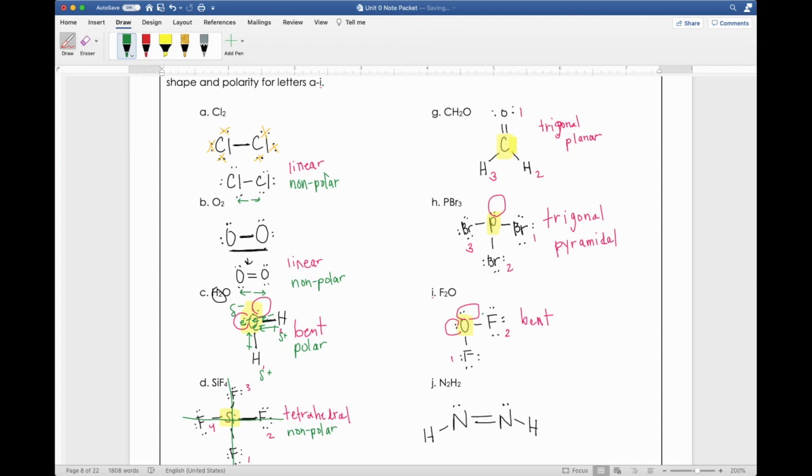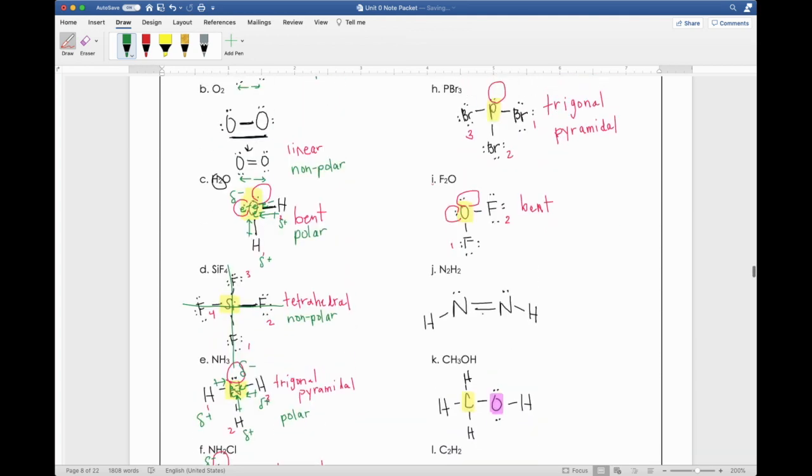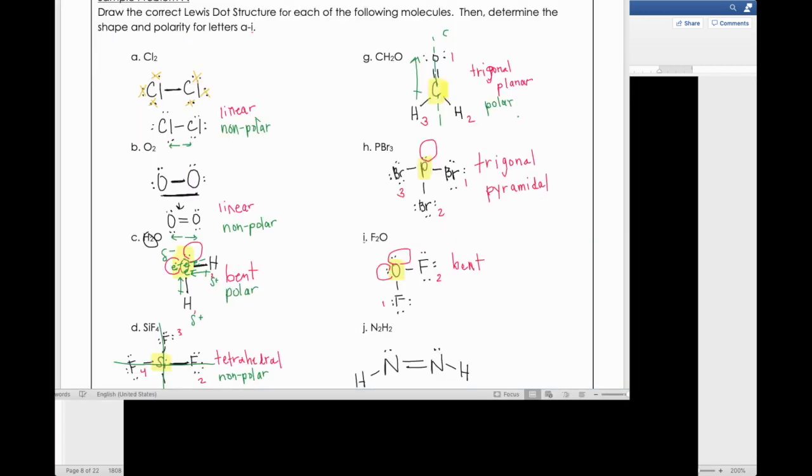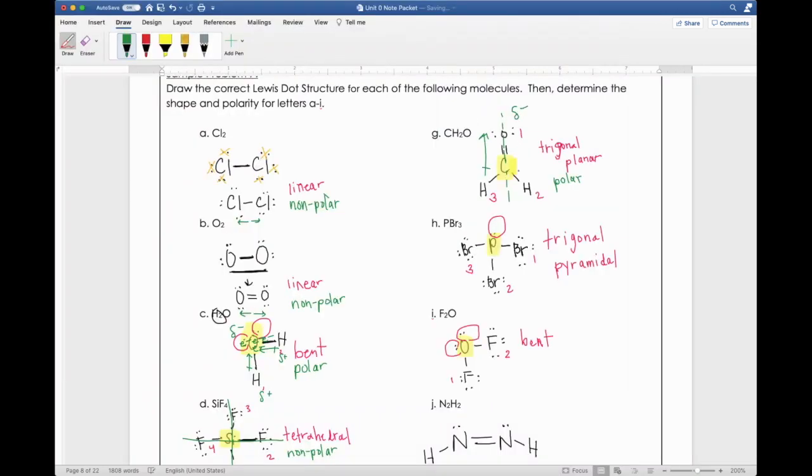Let's try the rest of these here. This guy, very polar, not symmetrical. It might be symmetrical this way, but it's not going to be symmetrical going across. So this is a polar molecule. Who's the most electronegative? Oxygen. Oxygen's much closer to fluorine. So this side of the molecule has the partial negative charge. This side of the molecule has your partial positive.